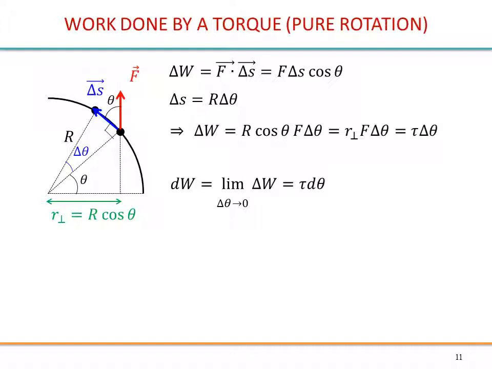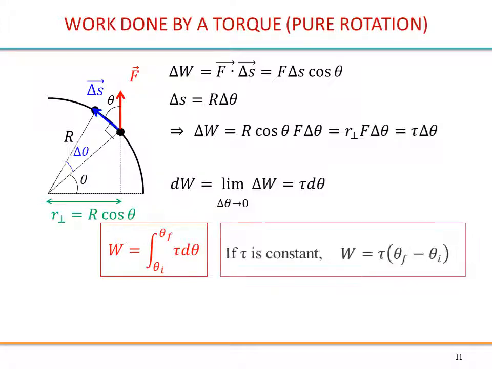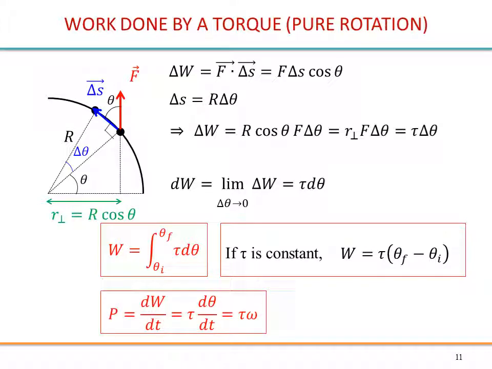So we take the limit when delta theta approaches 0, and we have our elementary work. So the total work from an initial angle to a final angle is just the integral of tau d theta. Okay, for the particular case when tau is a constant, of course tau can be taken out of the integral, and you just have your work equal to tau times the difference in the angles.